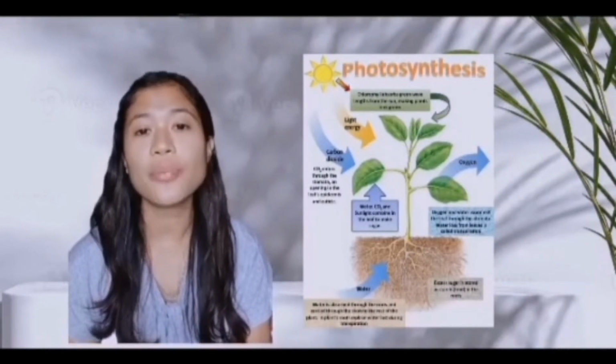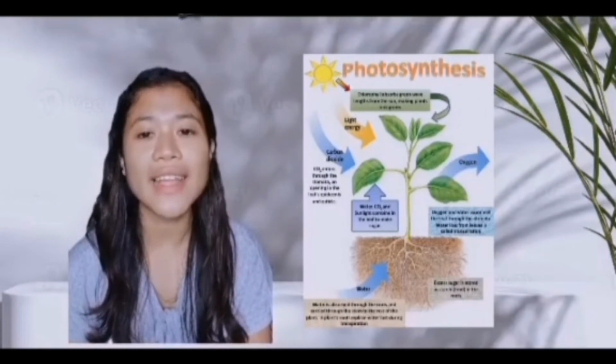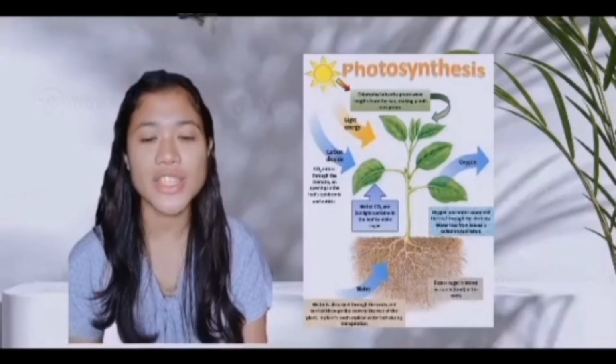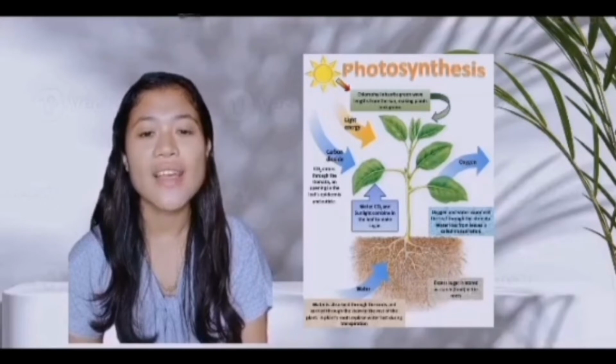So, the role of photosynthesis in plants is to transform water, sunlight, and carbon dioxide into oxygen and simple sugars that the plant uses as fuel.